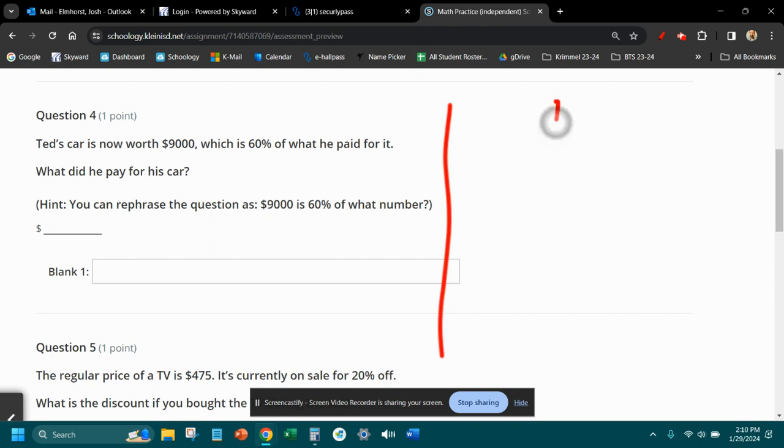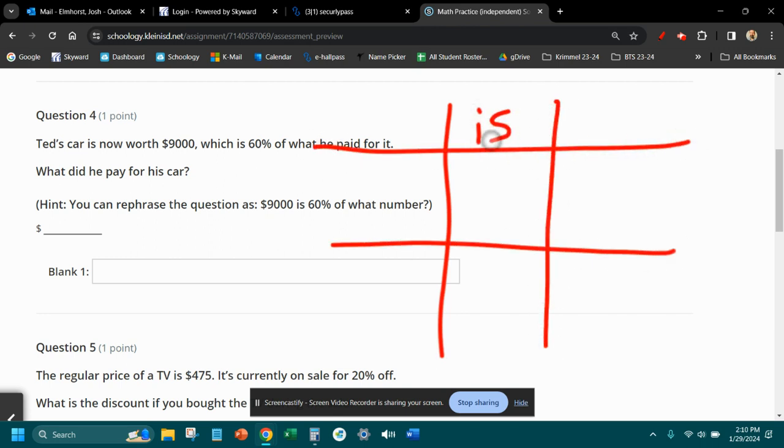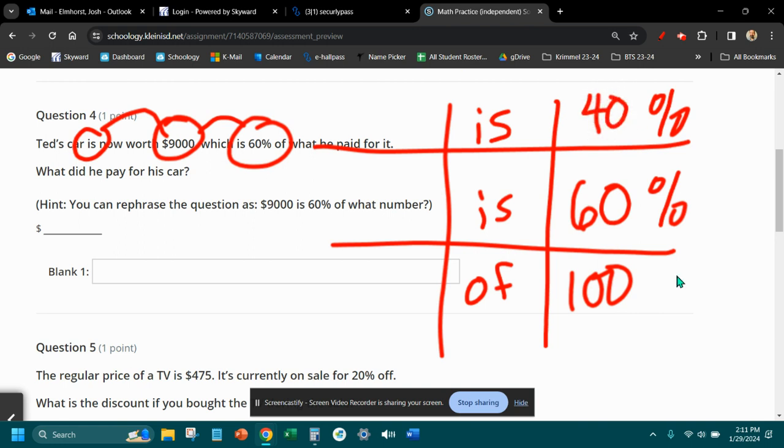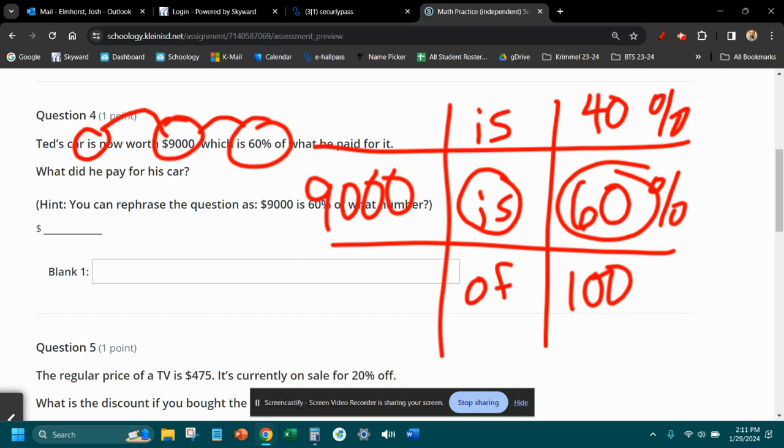Number 4, is, of. So Ted's car is worth $9,000, and the $9,000 is 60%. So is 60 going to be the smaller or larger part? 60 is the larger part out of 100, so that means this is going to be 40%. So now it says 60% is 9,000 of what he paid for the car.